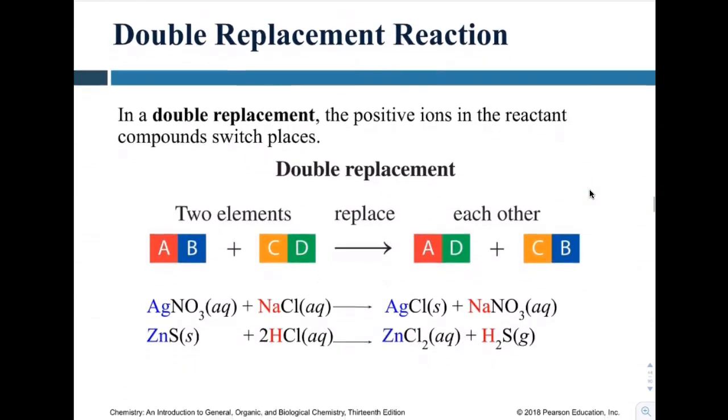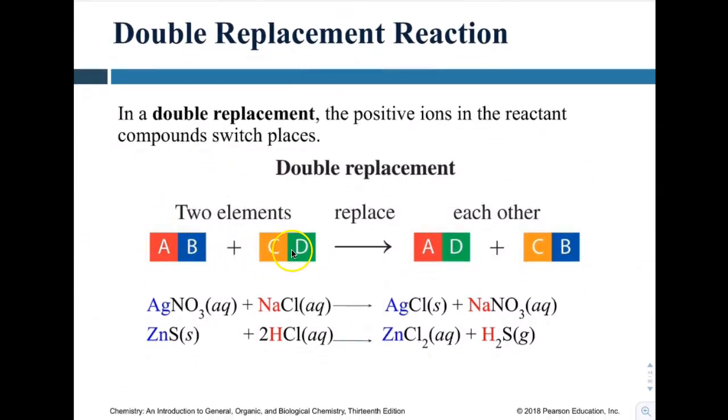Then you have a double replacement reaction. There's no one that's single. Everyone has a partner in the end. It's just a new partner than it was before. So we're kind of just doing a little switch and a little swap.